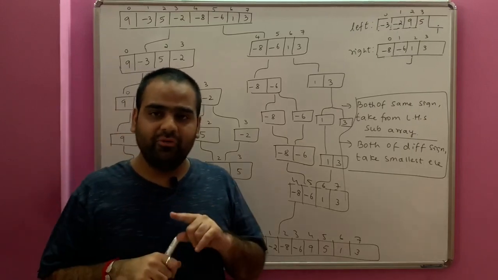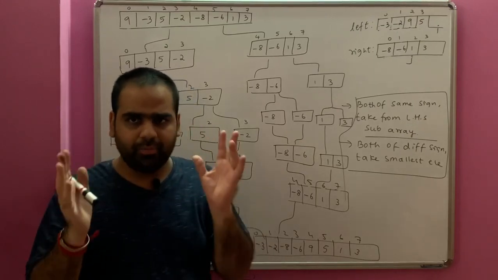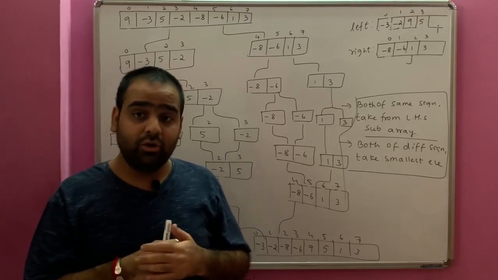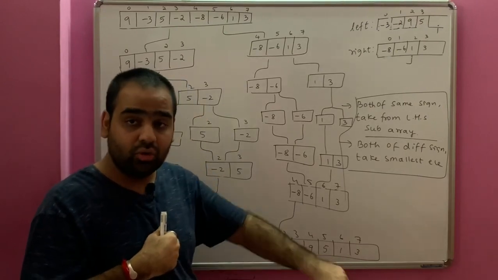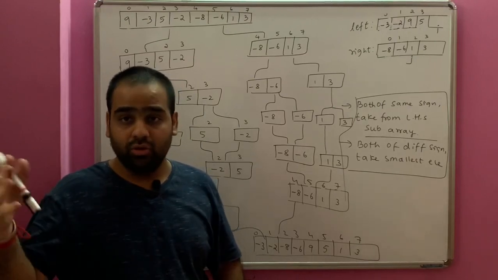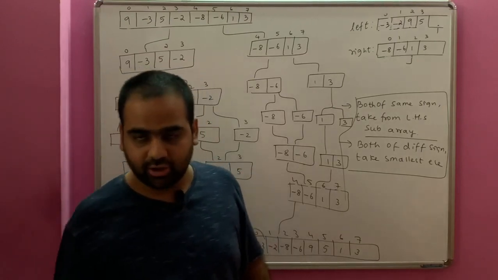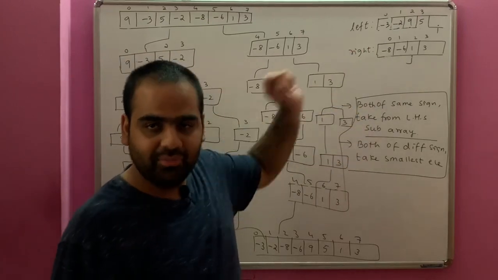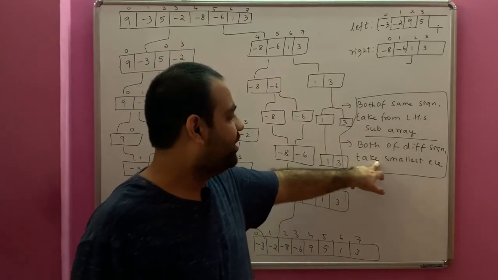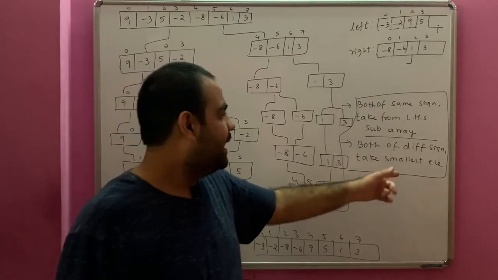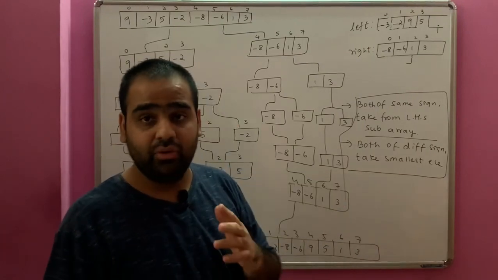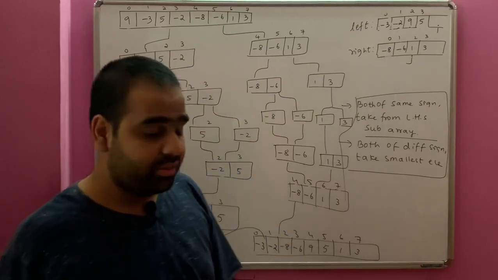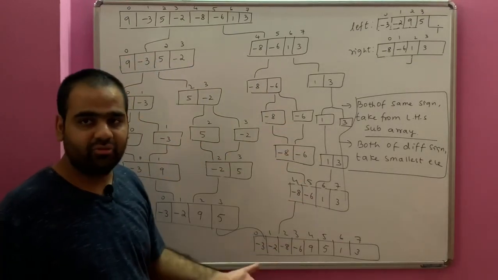Therefore, whenever we merge two sorted arrays, the merge sort procedure remains the same. Only in the merge function, before you write a of k is equal to left of i, or a of k is equal to right of j, you need to check whether they are of the same sign. Take from the LHS subarray. If they are of different sign, take the smallest element, and from whichever array you take it, you have to increment i plus plus, or j plus plus, and at last you have to write the elements from the remaining array.